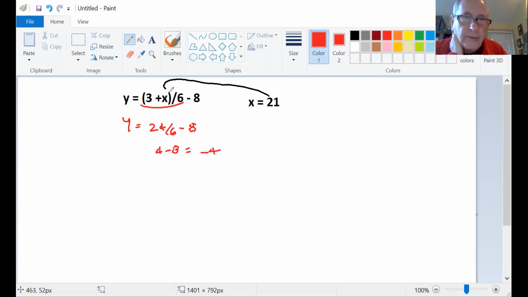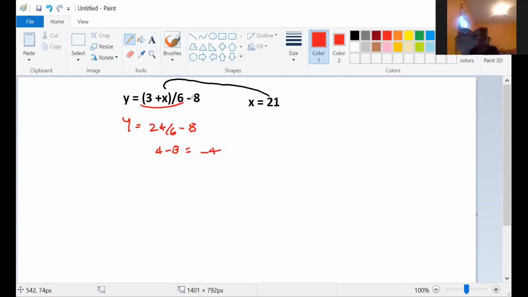You do what's in parentheses, then you do exponents. We don't have any exponents here. Then you do multiplication, division, and you have division, and then you do adding and subtracting. You don't take the 6 minus 8 and make it minus 2. Okay? Does everyone understand that?